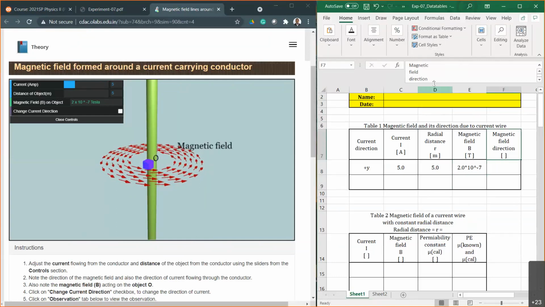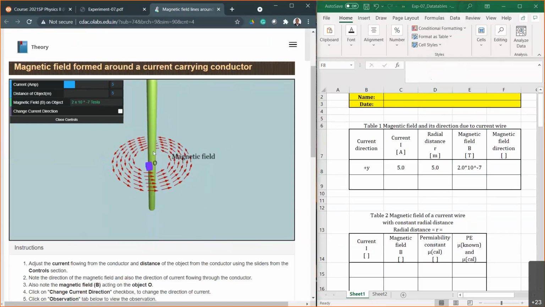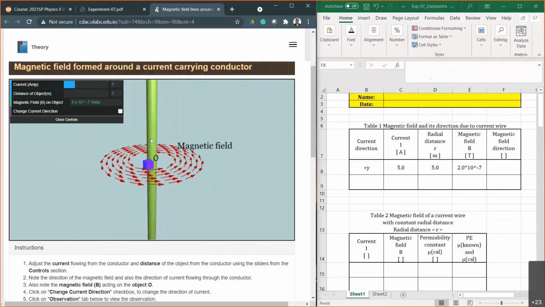Okay, so the field direction, this is just an observation, there's no calculation here. There are no units associated with the field direction, okay? No units are needed there. And the field direction relative to the y-axis, if you look at it from the top, is counterclockwise. So we can just say counterclockwise there. Okay, that's about it. Very simple observation.